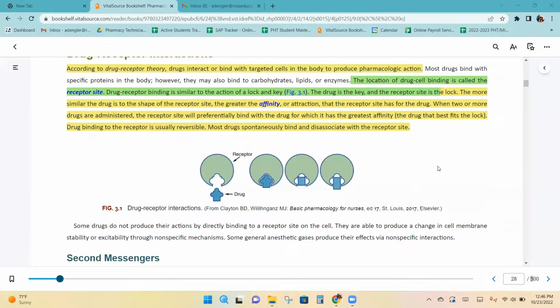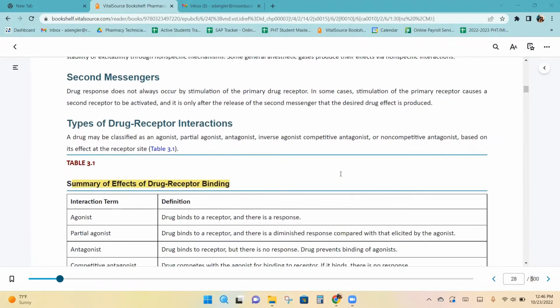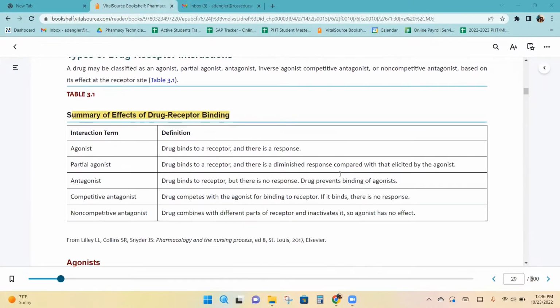Some drugs do not produce their actions by directly binding to a receptor site on the cell. They are able to produce a change in cell membrane stability or excitability through 9 specific mechanisms. Some general anesthetic gases produce their effects via non-specific interactions. Table 3.1 shows the summary of effects of drug receptor binding.